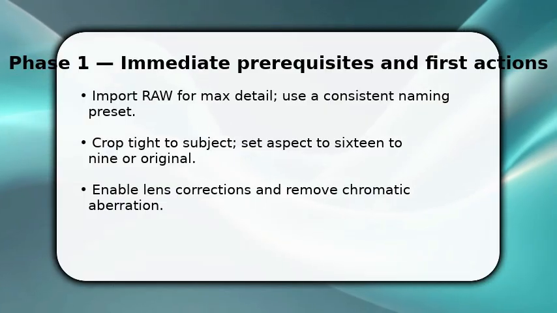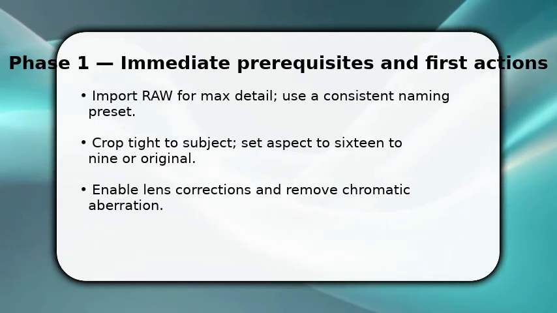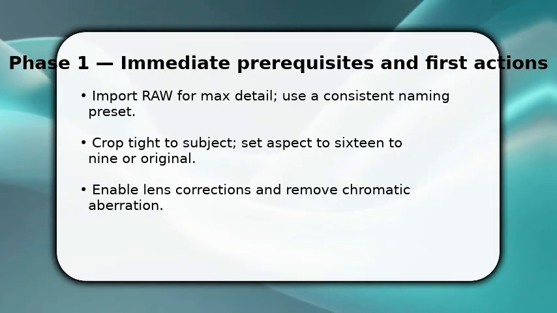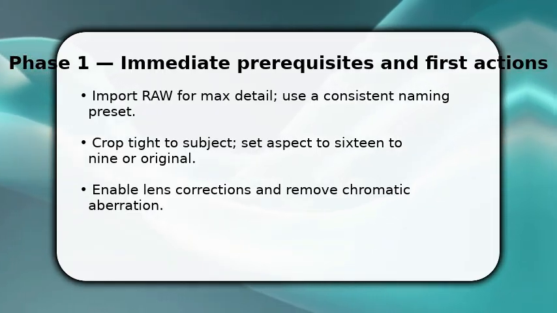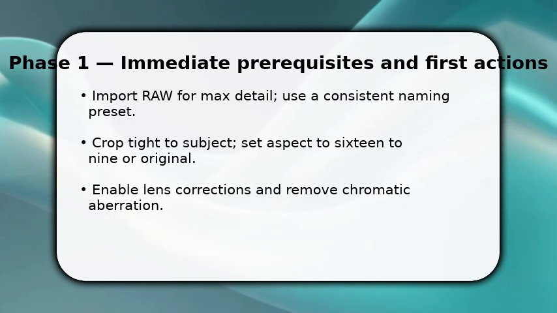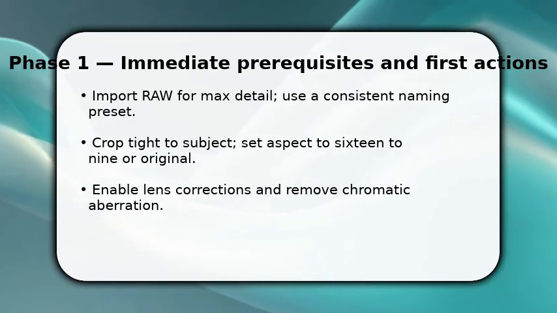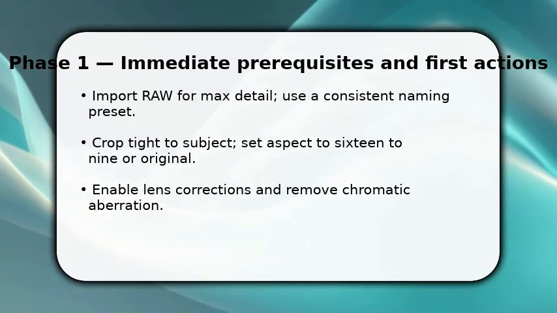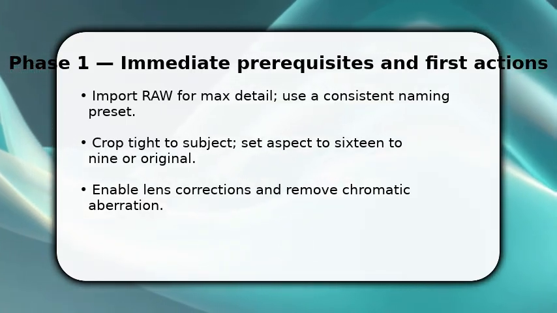You begin by importing RAW files so you retain the most detail. This is critical for close-ups. Once imported, quickly inspect focus and exposure at 100% to confirm usable detail. Make a tight crop to isolate the subject and choose an aspect ratio that suits your output.